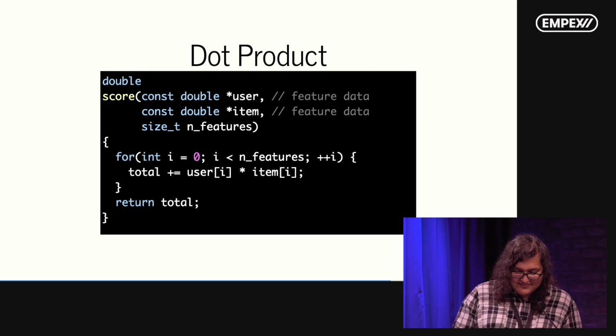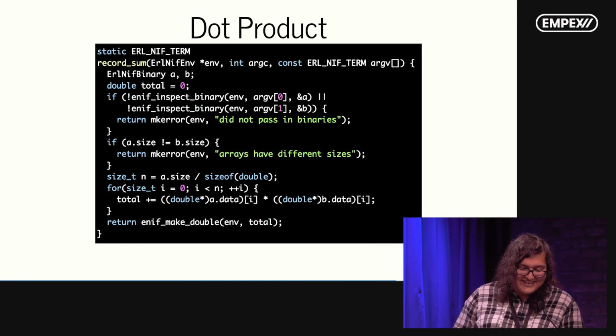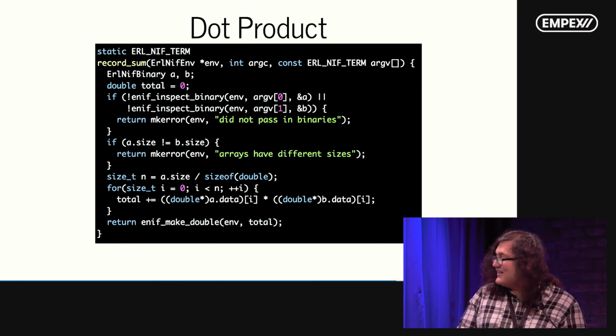This is what it looks like if you're writing it just in C, but because it's a NIF and it has to interact with Erlang, you end up with this mess. This is all the boilerplate that goes around correctly parsing out the data that you get in and performing the check that you need to do. It's not really that bad, I swear.